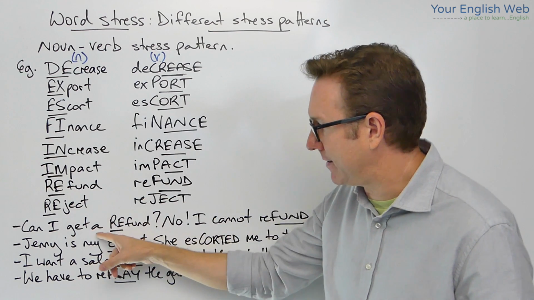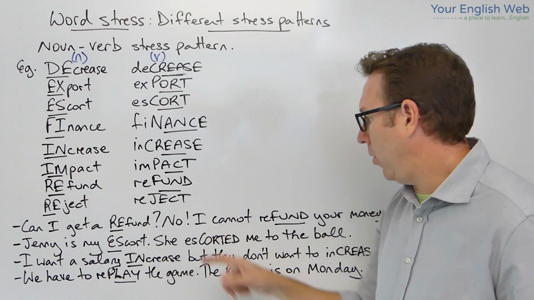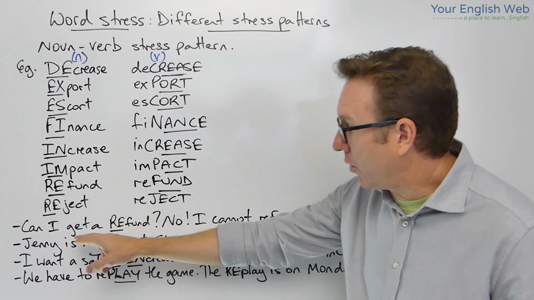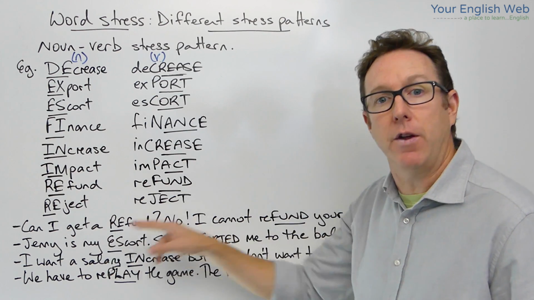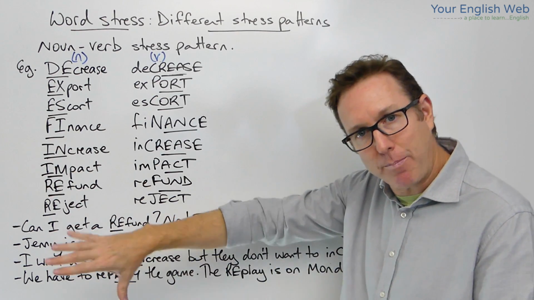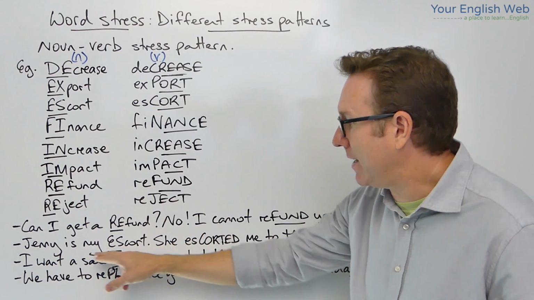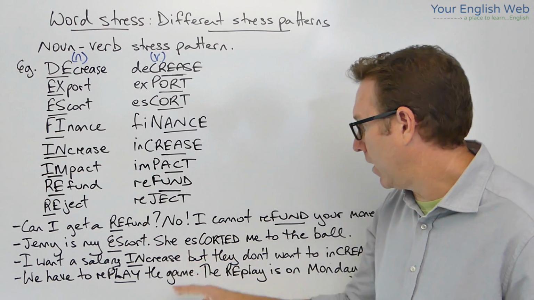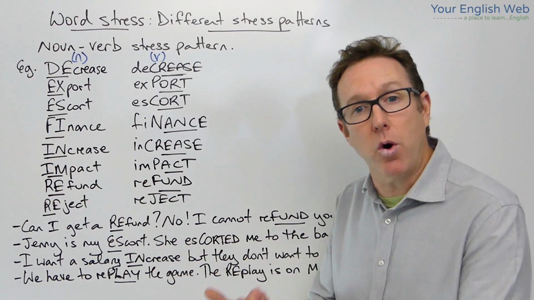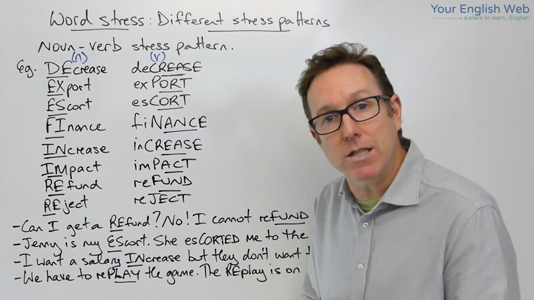Let's have a look at the sentences. Can I get a refund? No, I cannot refund your money, okay? So can I get a refund? No, I cannot refund your money. So the stress on the second part when it's a verb. Again, another example. Jenny is my escort. She escorted me to the ball. She went with me to the ball. She was my escort, okay?